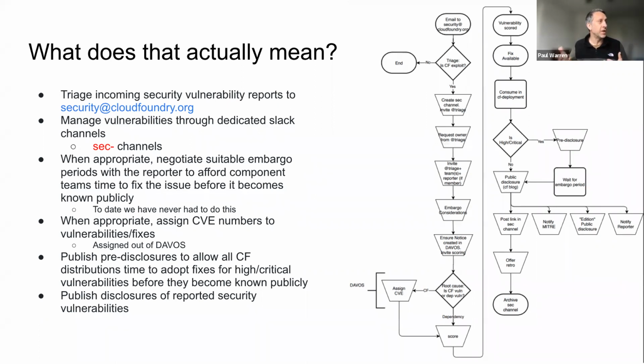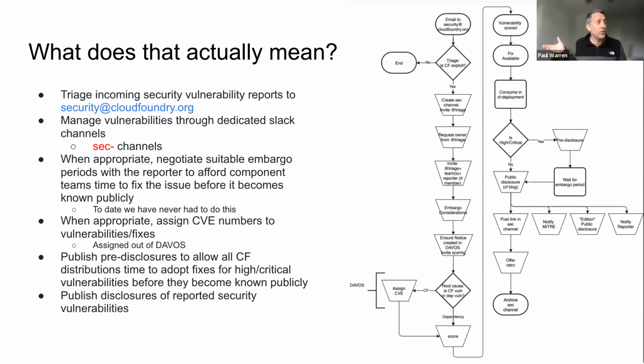Then for the vulnerabilities, we triage those, but for the things that look like they're potential vulnerabilities, we'll start a private sec- channel that many of you may have been invited to over the course of your tenure on Cloud Foundry. And that's really the crux of it. We use that to manage the vulnerability through to resolution. Sometimes the reporters are also invited to those channels, sometimes not, depending on whether they're on Cloud Foundry or not. And that may sound a bit strange, like why wouldn't it be on cloudfoundry.org? But I'll come on to some of the reasons why that might be in a minute.